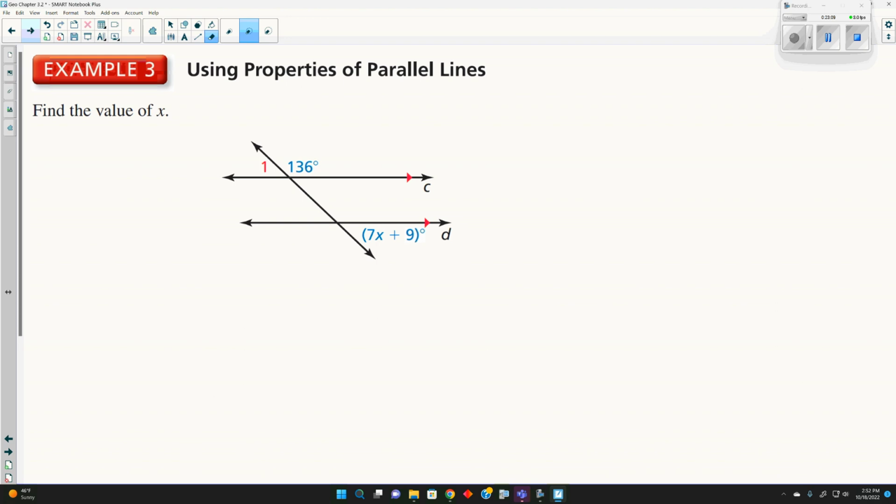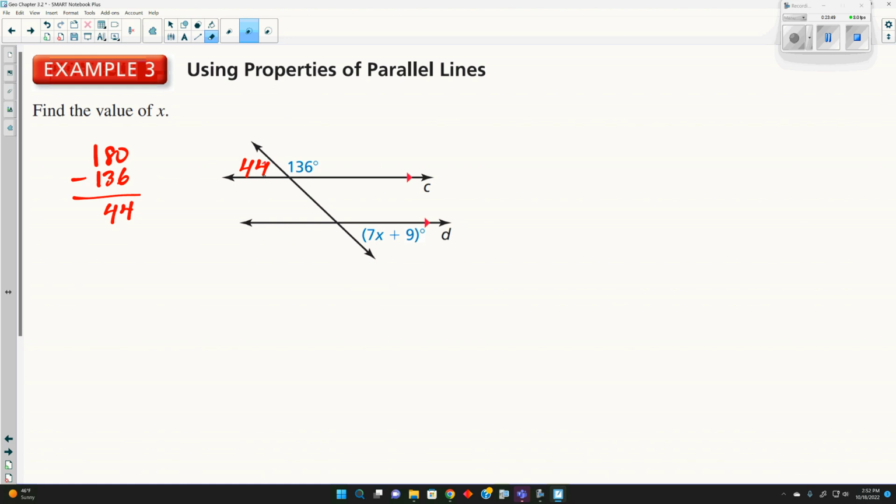Use properties of parallel lines to find this here. So angle 1 and 7x plus 9 are alternate exterior, yes? So they're both 136. So 136 and angle 1 add together to be what? 180, yes? So one way we can go about it is saying 180 minus 136, which would give us 44 degrees. That's absolutely fine.